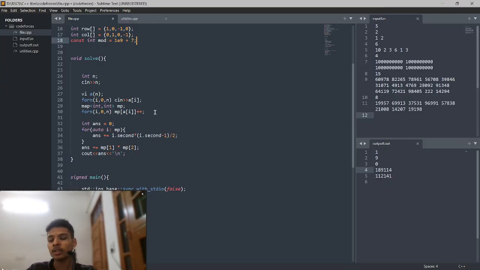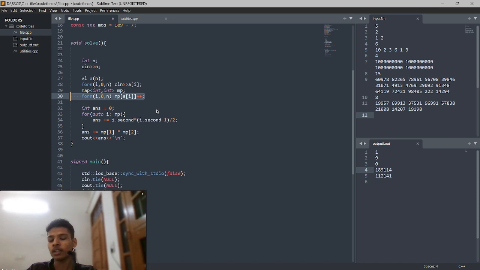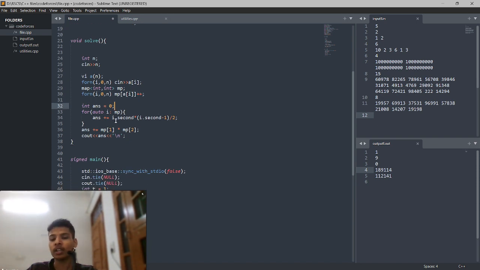So you can see I will simply calculate the frequency of each and every number, and for every number I will add its frequency multiplied by frequency minus 1 divided by 2 to my final answer, and at the end I will multiply the frequency of 1 into the frequency of 2 in my final answer and simply print the answer. So this is the power and intuition of this code.